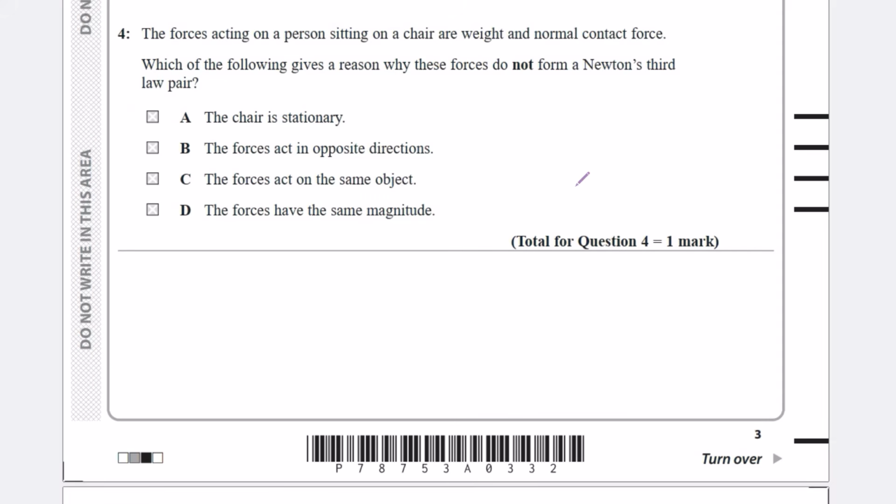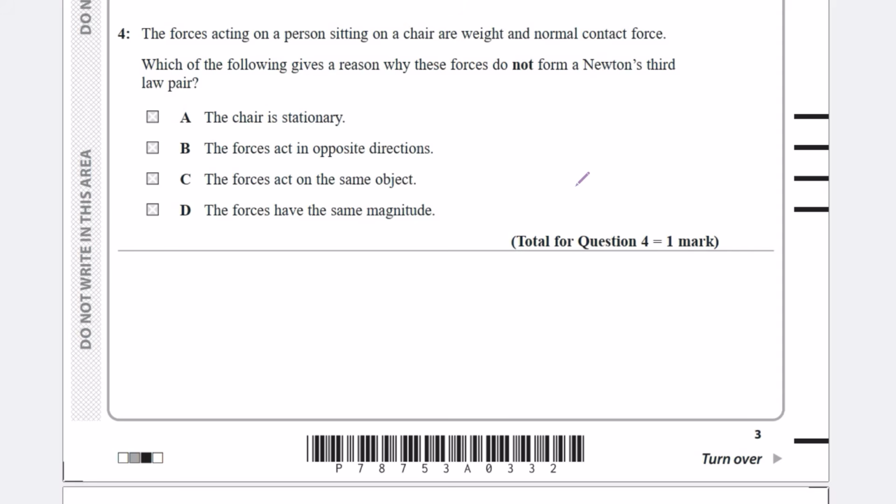For question 4, it says the forces acting on a person sitting on a chair are weight and normal contact force. Which of the following gives a reason why these forces do not form Newton's third law pair forces? So let's first recall the requirements for two forces to be Newton's third law pair forces. Forces must be equal in magnitude, opposite in direction, same line of action, must act on two different bodies, and must be of the same type.